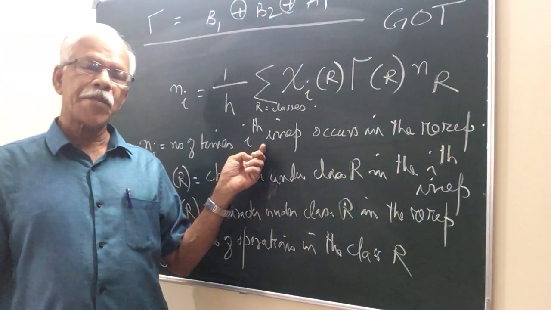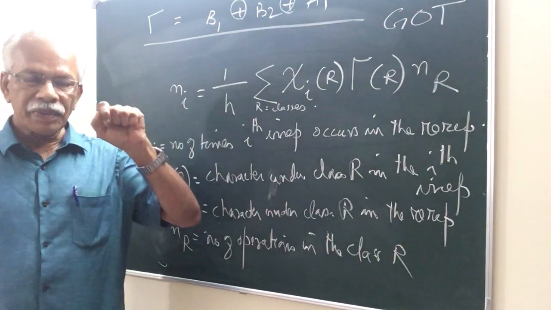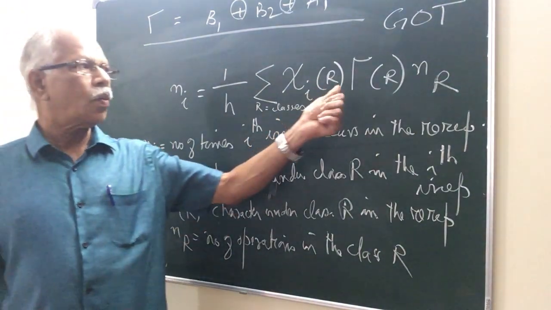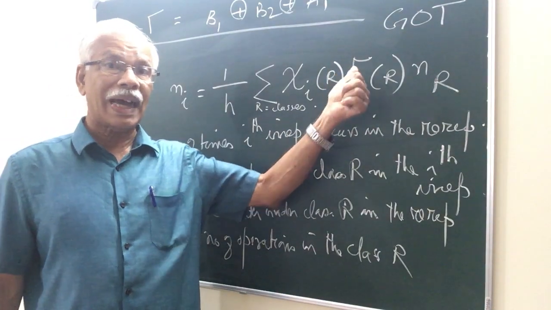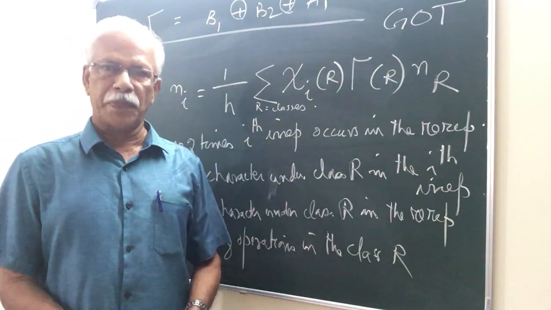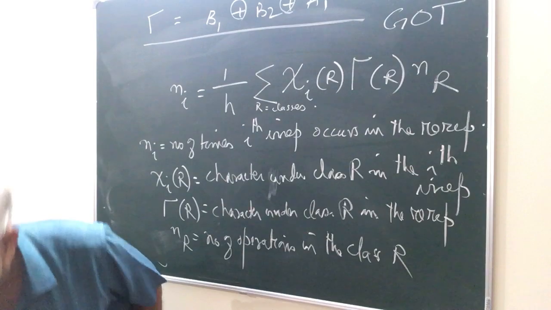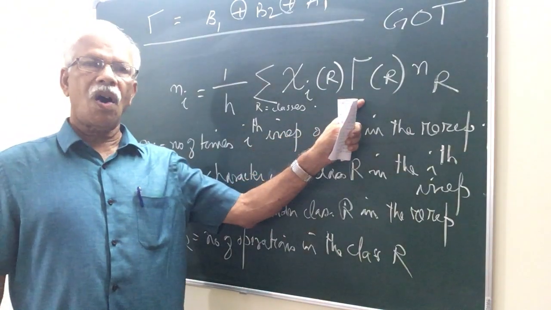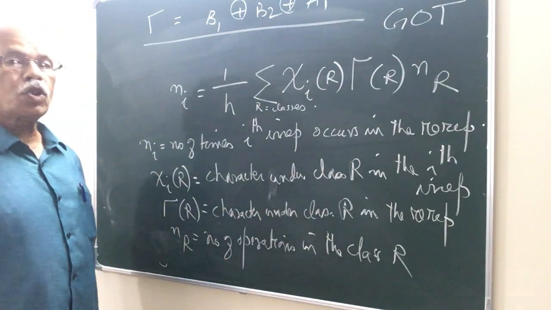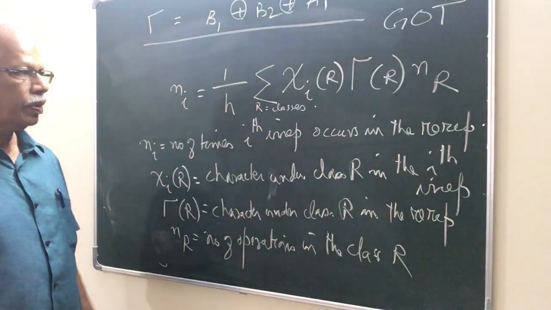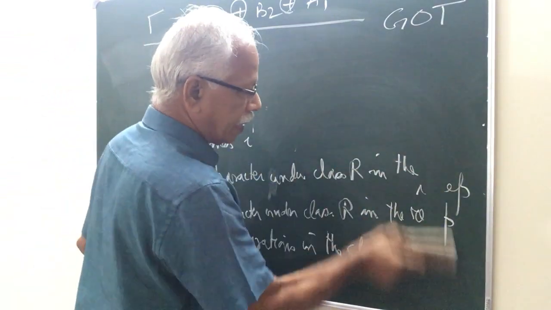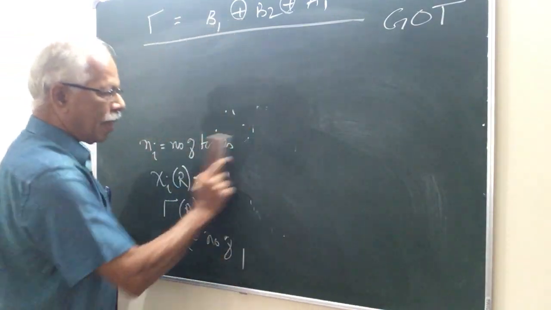In this formula, the simplifying aspect is that one needs to use only the character of the reducible representation. There is a shortcut method to write the character of a reducible representation. I am rubbing this formula off. We shall write it again when occasion demands.